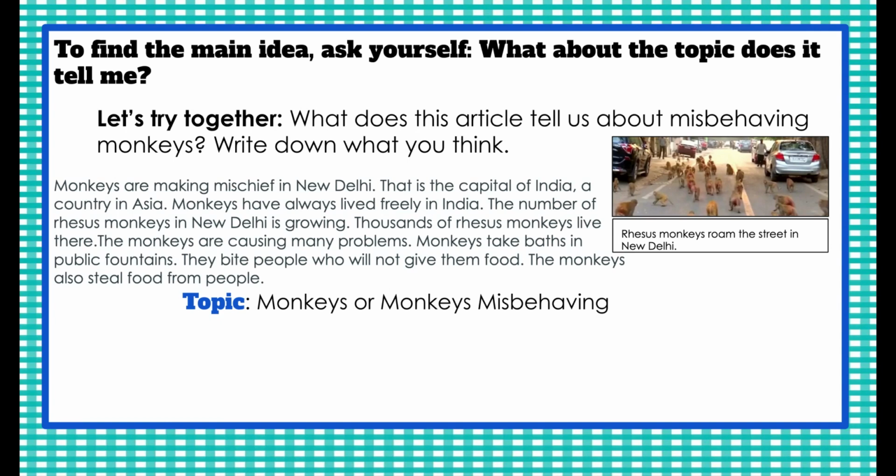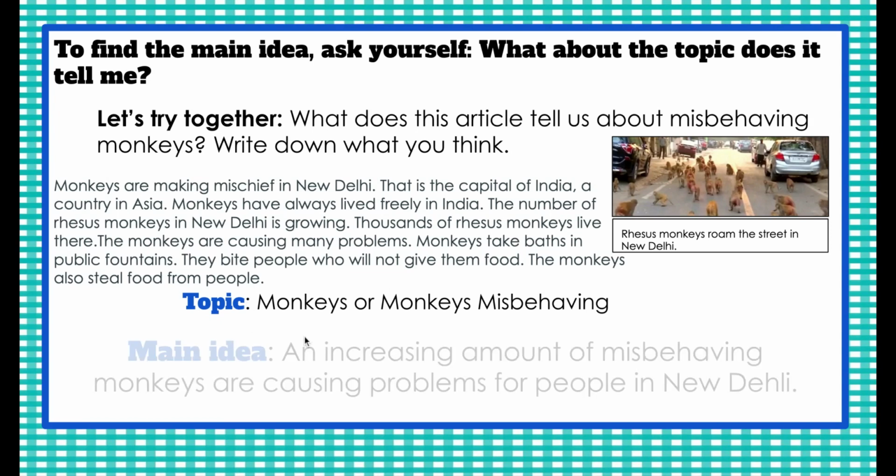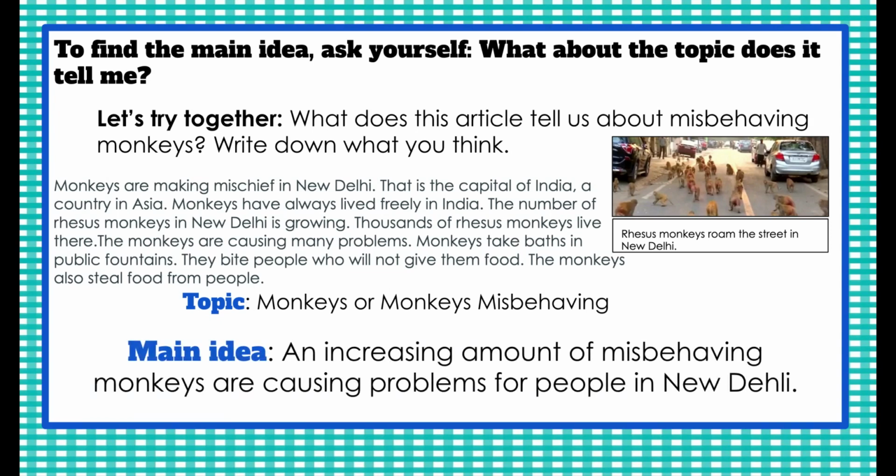If I were to put this together into a main idea, I would say what it tells me about misbehaving monkeys is that misbehaving monkeys in New Delhi are causing problems. But I also want to include this part because it gives two whole sentences to the number is growing and now there's thousands. So maybe I want to say my main idea is because there's getting to be more and more monkeys in New Delhi, it's causing problems? Let's see. Yeah, an increasing amount of misbehaving monkeys are causing problems for people in New Delhi.